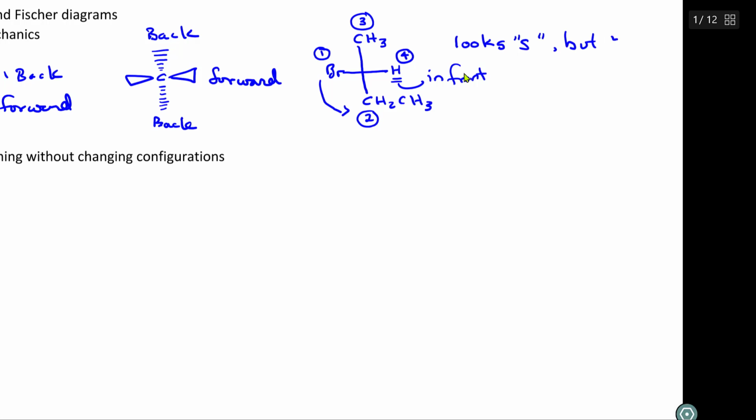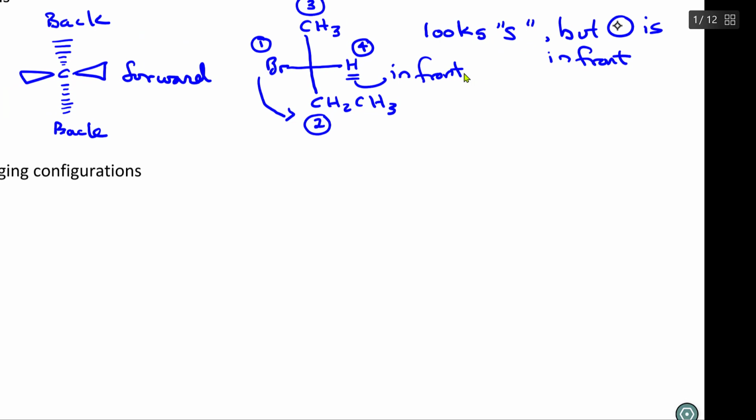The 4 group is in front. So that means it's actually R, because in order to put the 4 group in the back, you'd have to flip the molecule around, and then the direction of rotation would be in the other direction. So it looks S, but the 4 is in front. I can't quite read it, can you? Make it a little bit bigger, I could write it clearer maybe. The 4 is in front, so it is actually R. Okay.